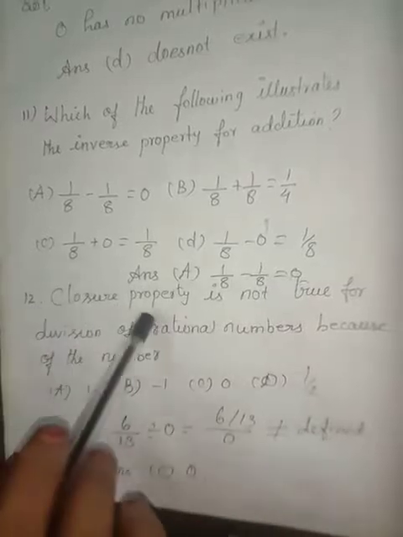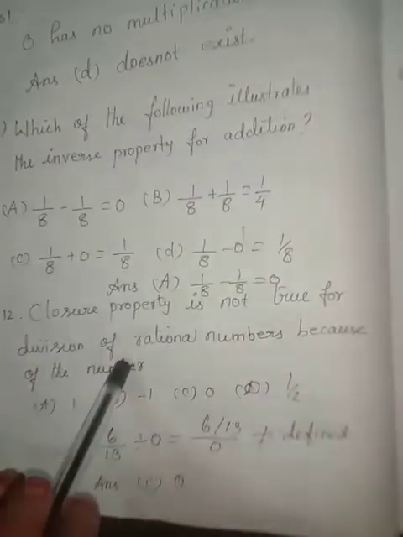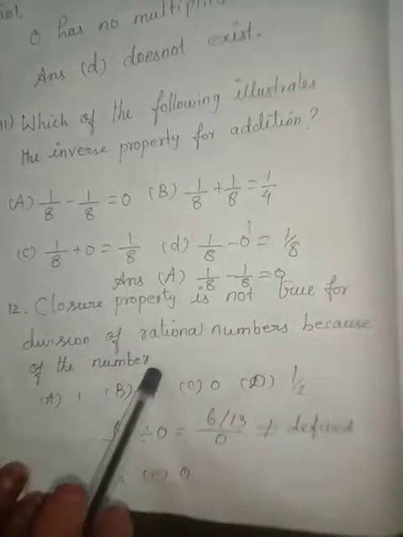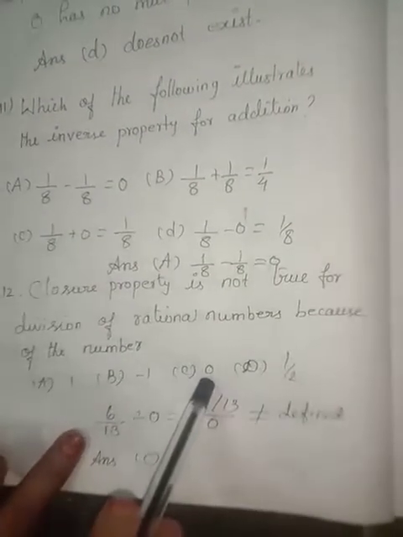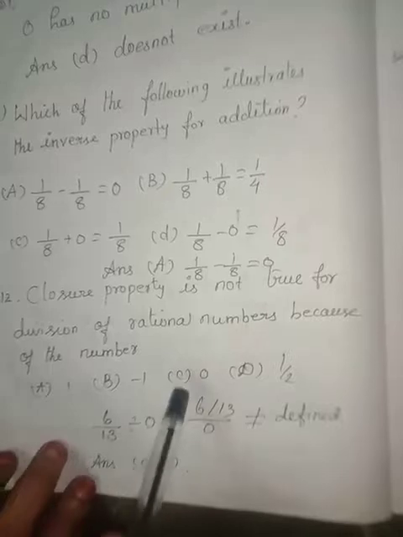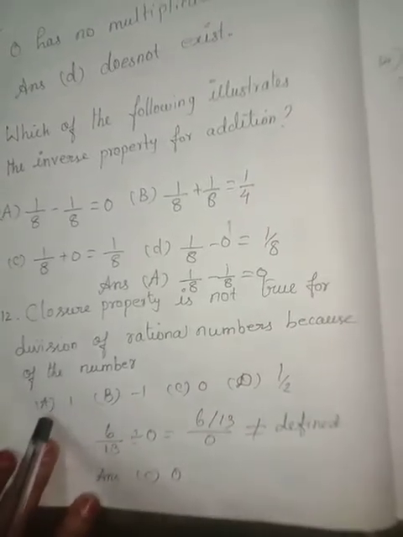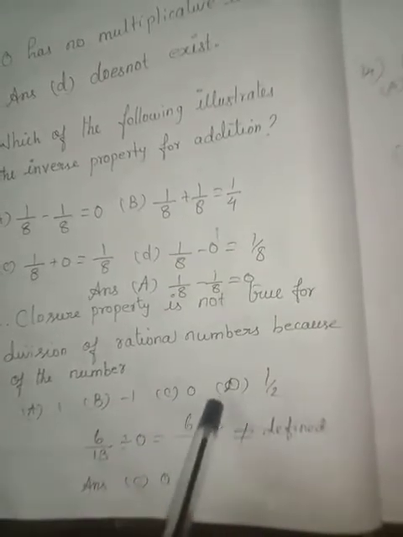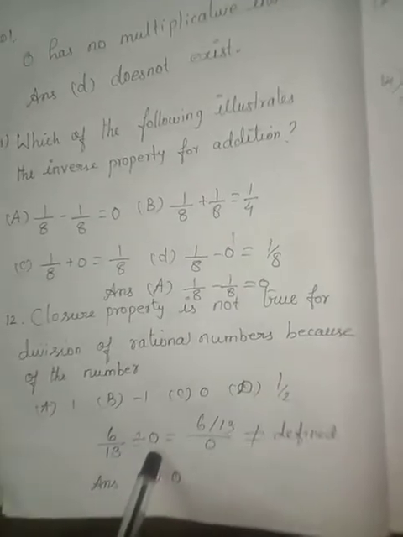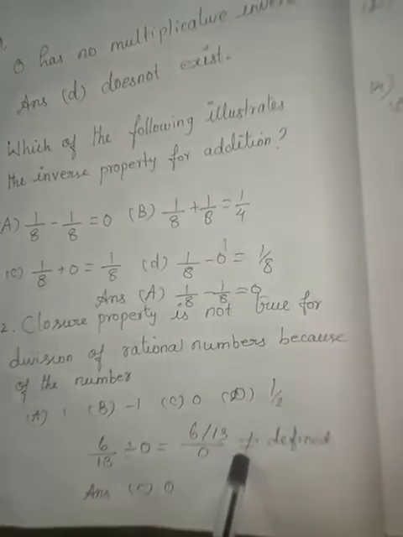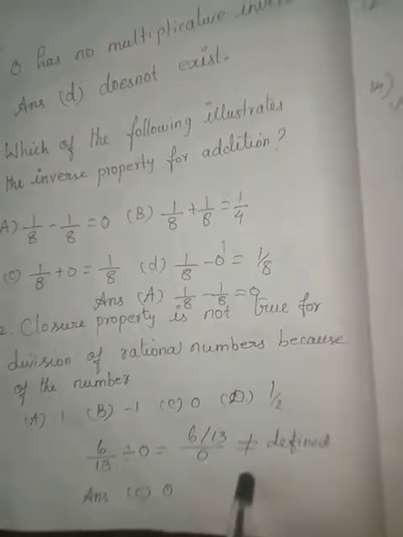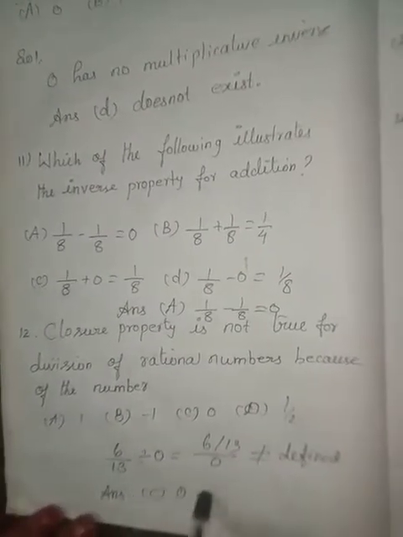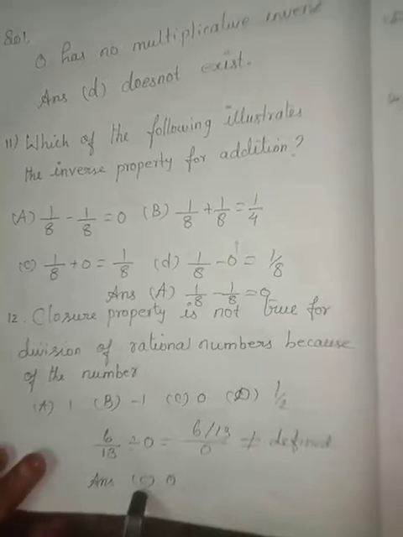The 12th one, the closure property is not true for division of rational numbers because of the number 0. So I explain about it. The given four options: A is 1, B is minus 1, C is 0, D is 1 by 2. If we take a rational number divided by 0, the answer is not defined, that is infinity. So that number is 0. That's why I choose option C, that is 0.